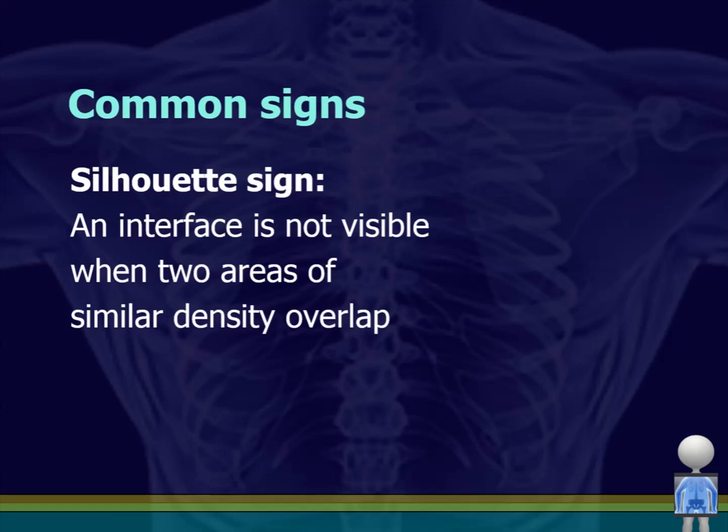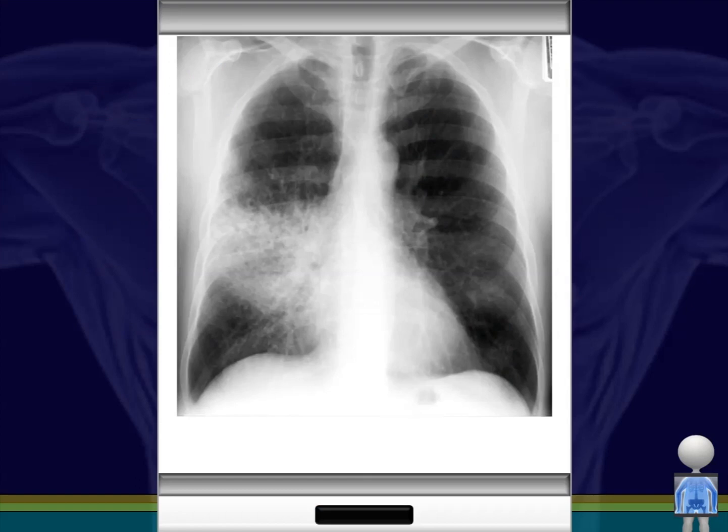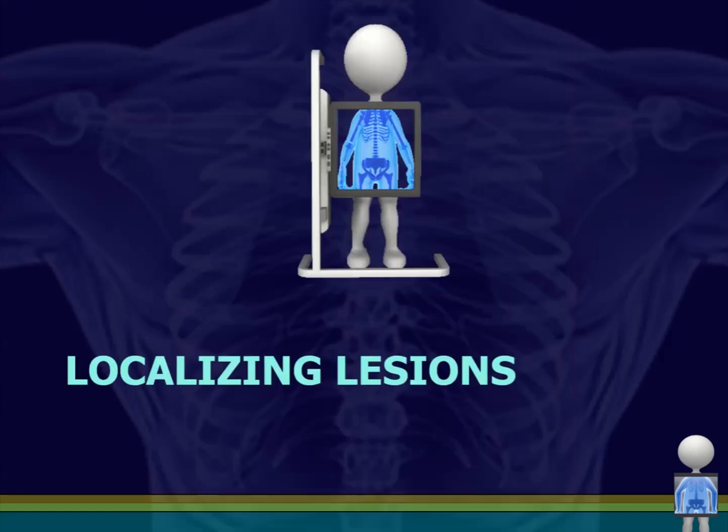Silhouette sign. Silhouette sign means that there is something that is occluding your ability to see a differentiation between two structures. A good example here would be this film. Here we have a right middle lobe infiltrate and pneumonia. So it's the right middle lobe here. However, there is a right heart border underneath here. It exists, correct? However, you cannot see the right heart border because the infiltrate is overlying it, and therefore the silhouette sign is the absence of the right heart border due to the infiltrate with this right middle lobe pneumonia.